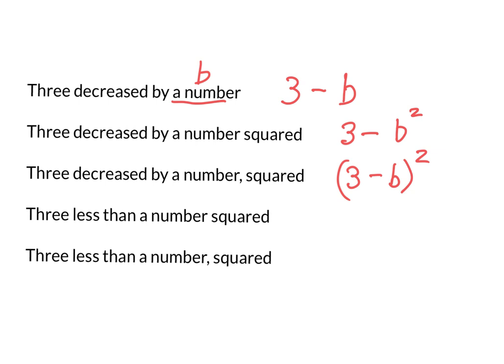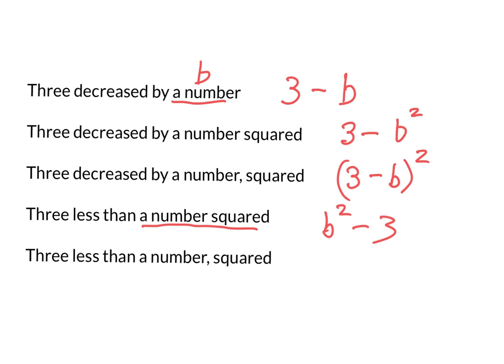The next one here, again, these all start to look similar, so I'm just trying to get you to think about some of the nuances. 3 less than a number. So instead of 3 being decreased by a number, I now have 3 less than a number. But not just a number, it's a number squared. So that means I have a number squared, which will be b squared. And this is 3 less than that. So how do I make b squared less? I'm going to take away 3.